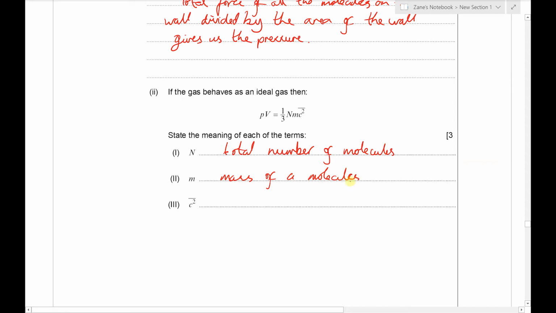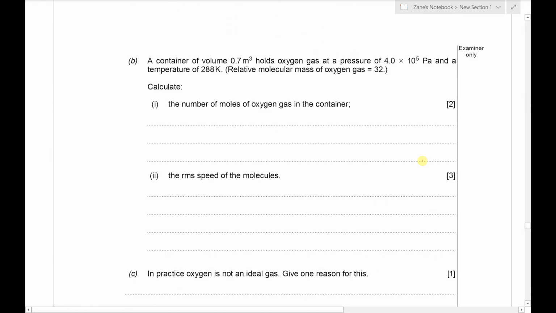So don't say it's the mass of the molecules, because that almost implies you're talking about the total mass of all the molecules. So make it clear it's the mass of one molecule. c squared bar is the mean square speed of the molecules. And remember, that's found by adding together the squares of the speeds of the individual molecules and dividing by the total number of molecules.